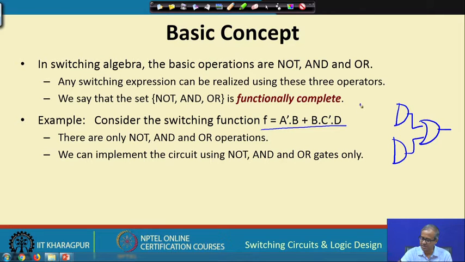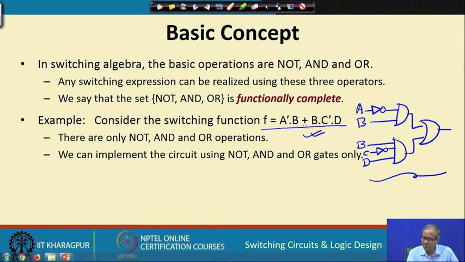First one is A bar B. So, A I connect using a NOT, becomes A bar, and B. Second is B C bar D. B comes directly, C comes through a NOT, C bar and D. This is the realization. I need only AND, OR and NOT. So, given any switching expression, we have nothing but AND, OR and NOT in it. So, this set AND, OR, NOT trivially is functionally complete.